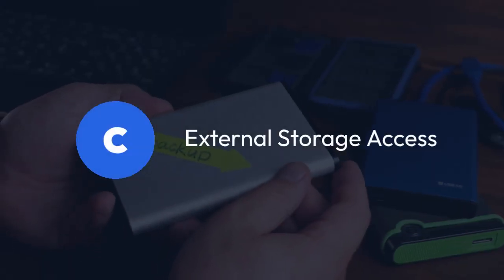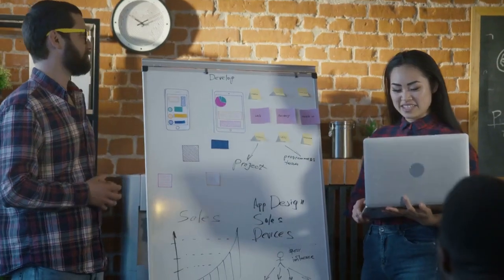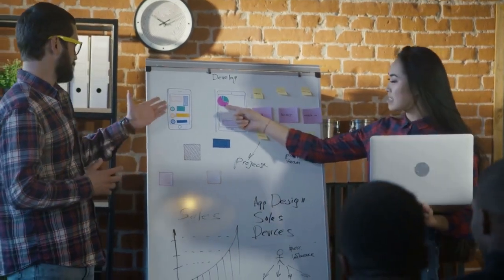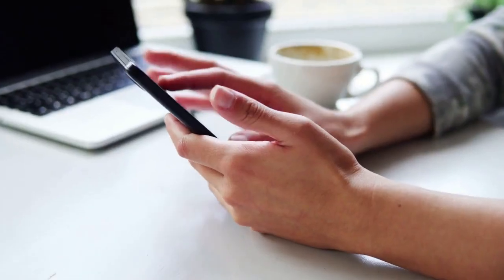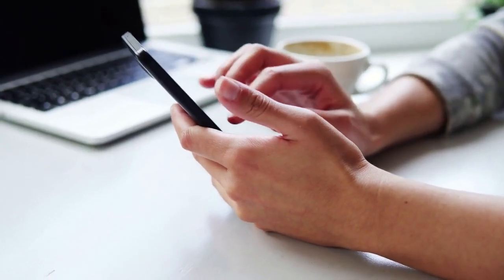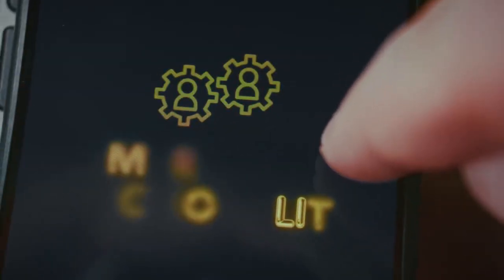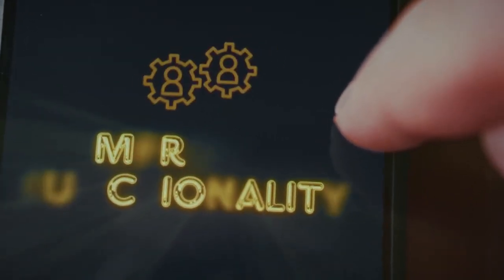C. External storage access. If your app needs to access files on external storage, like an SD card, you'll need additional permissions and you need to handle the possibility that external storage might not be available. D. Scoped storage. Android's newer scoped storage model further restricts direct file access. You should generally use the storage access framework to let users choose files.